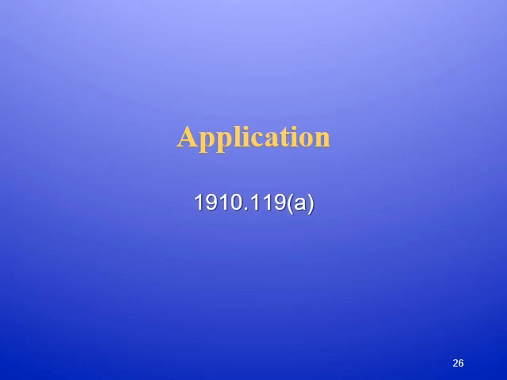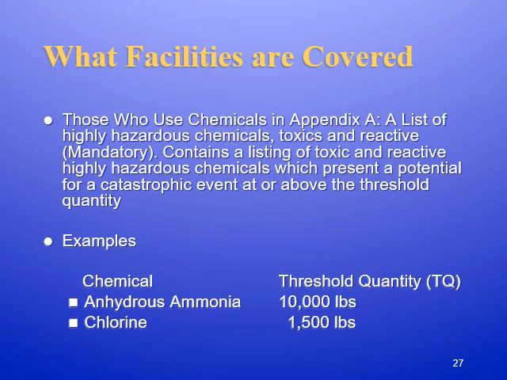So let's look at the application. What facilities are covered? Those who use chemicals in Appendix A. This is on the PSM OSHA website. Again, examples of such chemicals are anhydrous ammonia and chlorine. And there is a number called threshold quantity. So for anhydrous ammonia, if you have 10,000 pounds or more on site, you must adhere to a PSM plan. In chlorine, if you have 1,500 pounds on site, you must have a PSM plan in place.